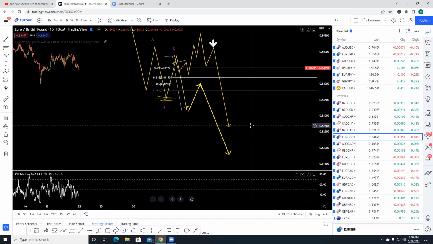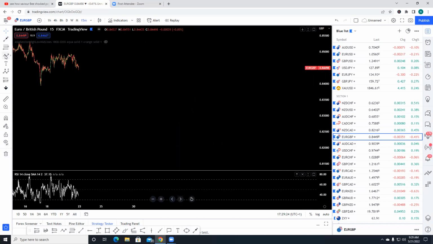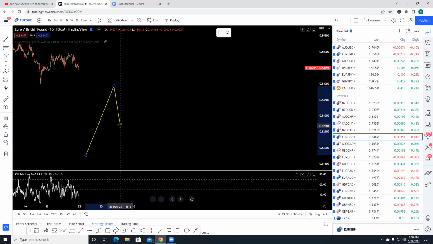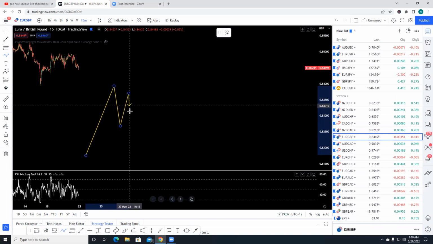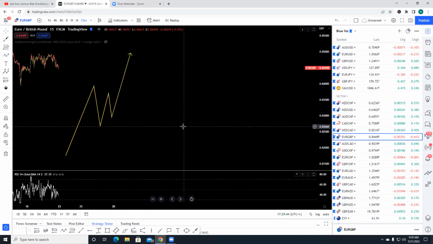Let's go to the second scenario of structural transformation of a flat corrective structure. A contracting flat, guys, can transform to what is called a regular flat. Okay, let me show you real quick how a contracting flat can transform to a regular flat. So let me draw a contracting flat. This time around, uptrend, up, contracting flat: A behaves normally, C comes and doesn't come to the end of A, and then you have a move to the upside. This is a contracting flat, guys.